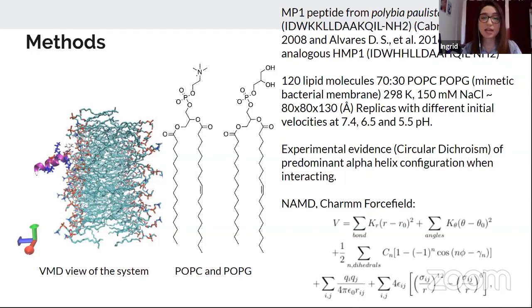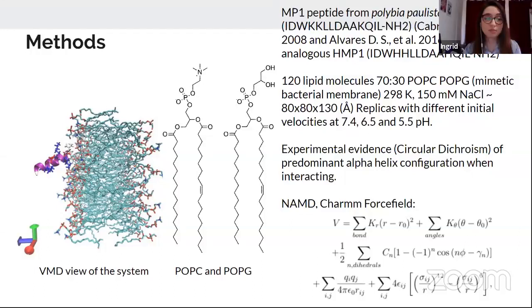It's important to notice that I chose the protonation state of each amino acid based on its pKa and the pH. The lysine has a pKa of 10, so it would be mostly positive. And the histidine has a pKa of 6, so it will be protonated only at pH 5.5. In this presentation, I'll only show you the best simulations that I got from all these replicas, which are MP1 at pH 7.4 and HMP1 at pH 5.5.